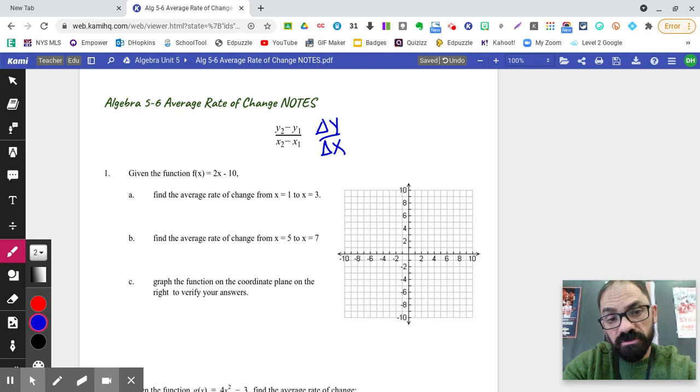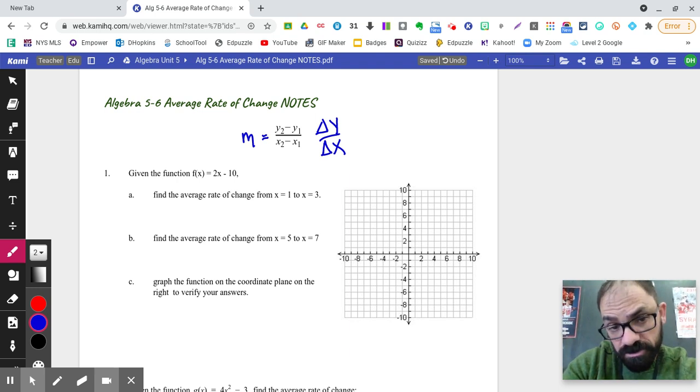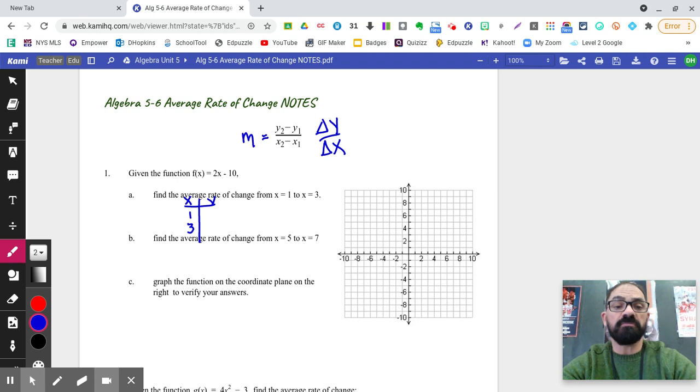Later, we will also learn that slope is symbolized by a lowercase m, and it results in rate of change and slope. Okay, number one. Given the function f of x equals 2x minus 10, find the average rate of change from when x equals 1 to x equals 3. So let's see here. We can set up our own little table. That'll help us out. X and y, we have x is 1 and x is 3.